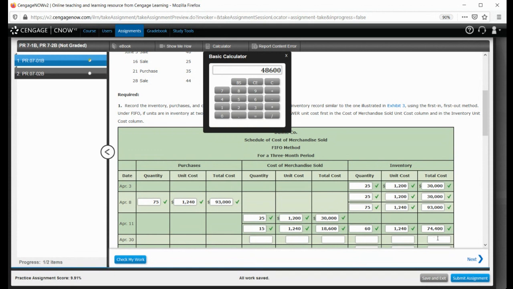So what we know is that on April the 11th, we have 60 units left in our merchandise inventory that cost us $1,240. The amount of the ending inventory is 74,400.